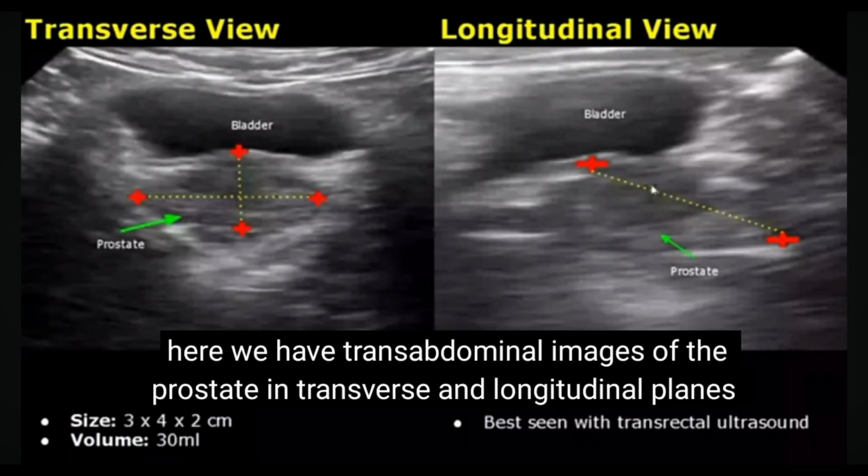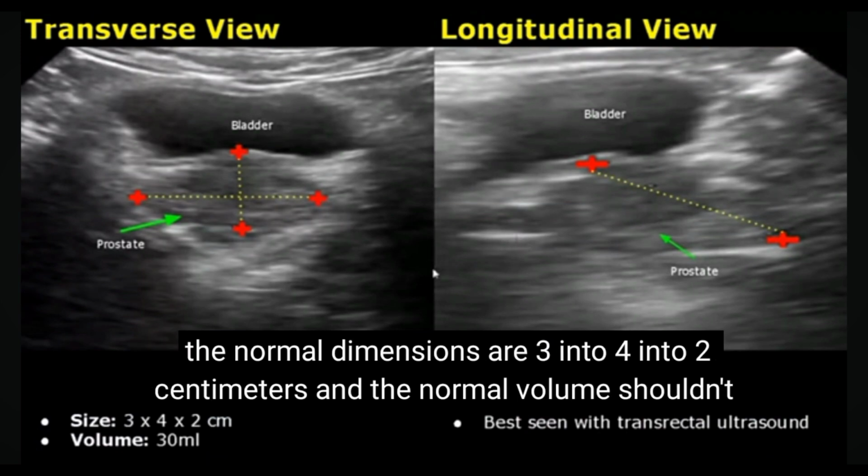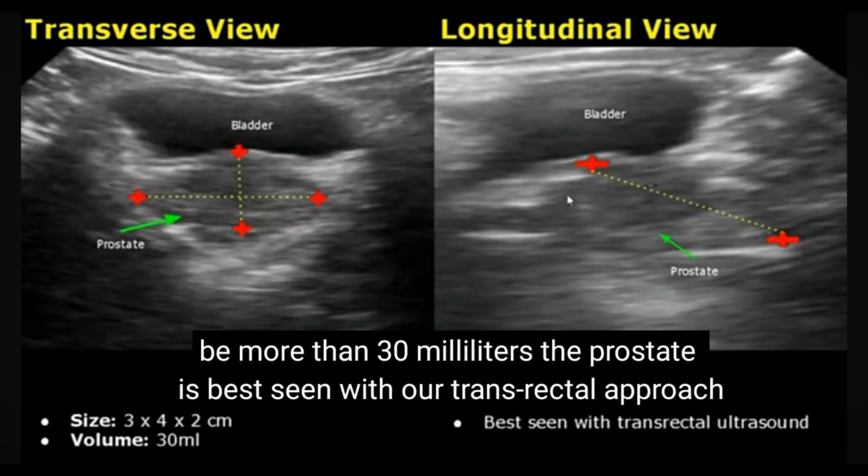Here we have transabdominal images of the prostate in transverse and longitudinal planes. The normal dimensions are 3 x 4 x 2 centimeters and the normal volume should not be more than 30 milliliters. The prostate is best seen with our transrectal approach.